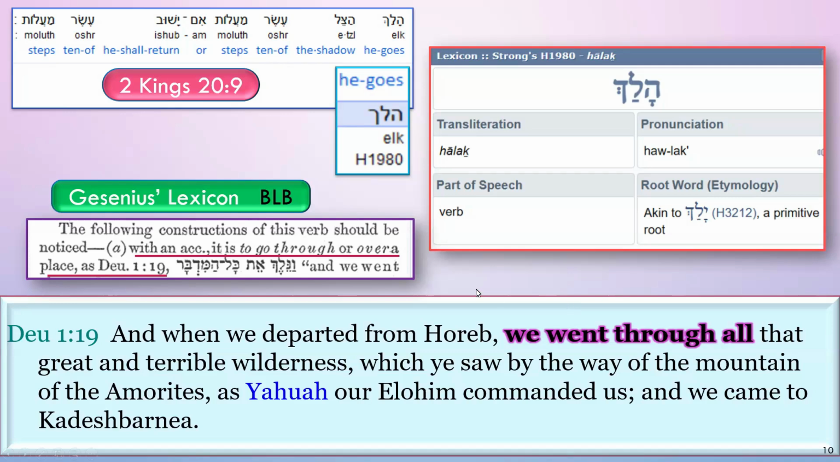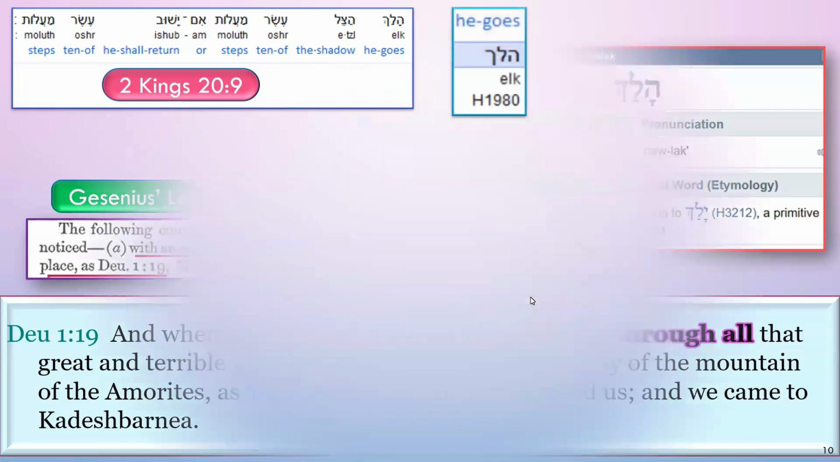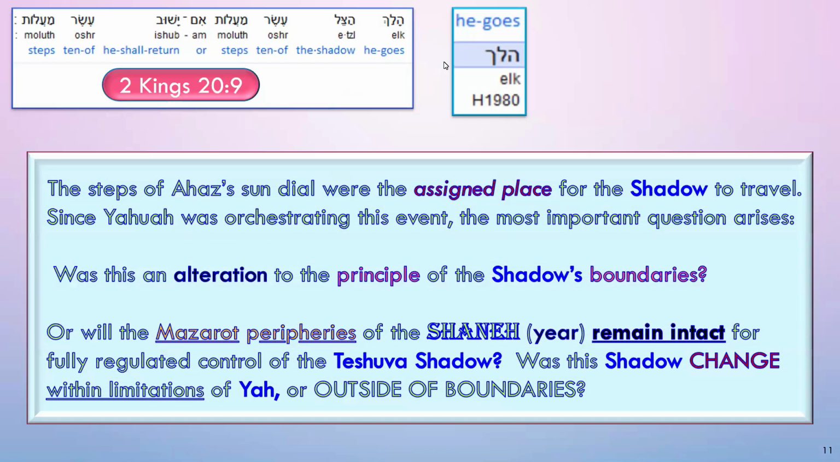Remember, this is the word that was used for that shadow. It covered a specific place. The steps of Ahaz's sundial were the assigned place for the shadow to travel. Since Yahuwah was orchestrating this event, the most important question arises. Was this an alteration to the principle of the shadow's boundaries? Or will the Matzorot peripheries of the Shoneh, that's the year, remain intact for fully regulated control of the Teshuva shadow?